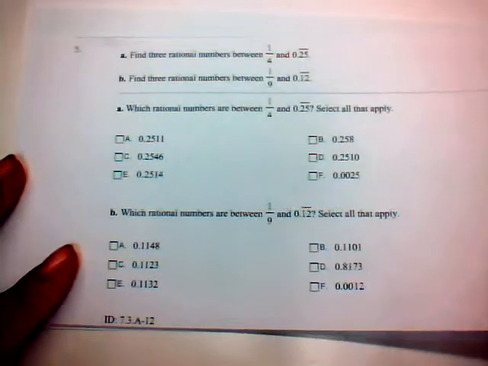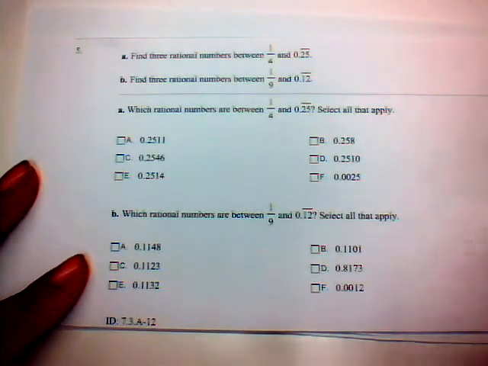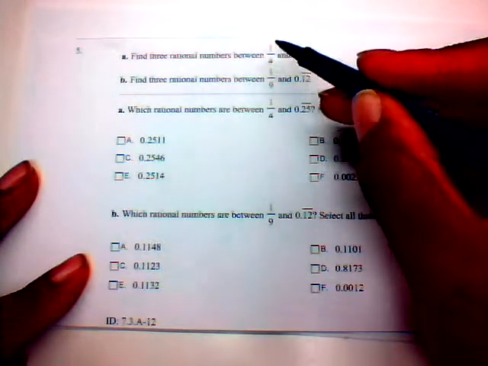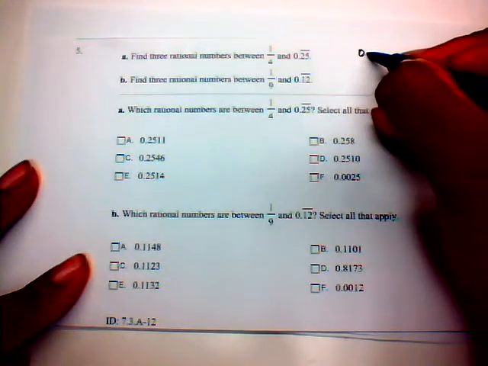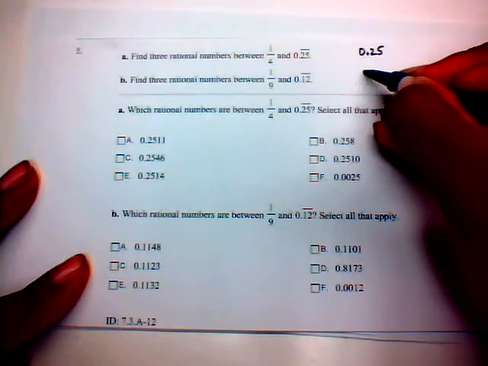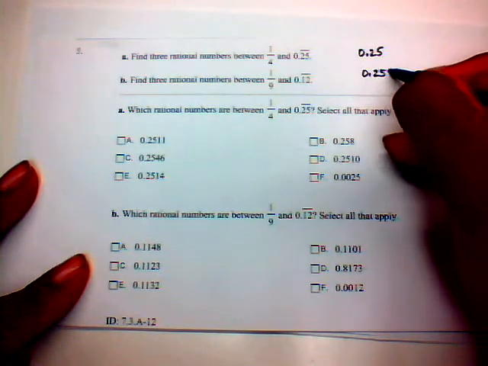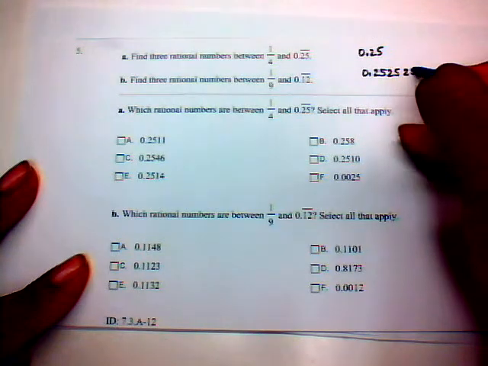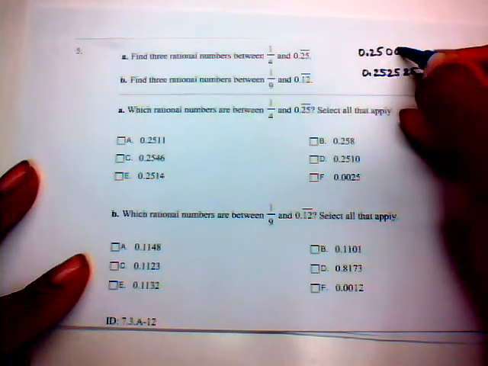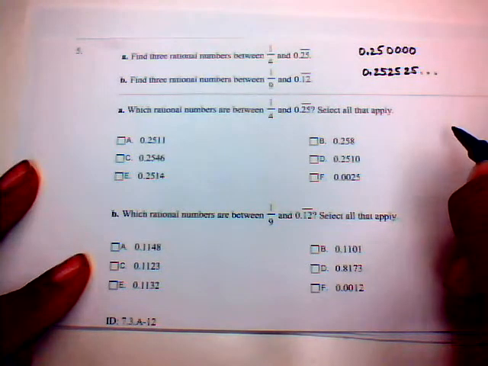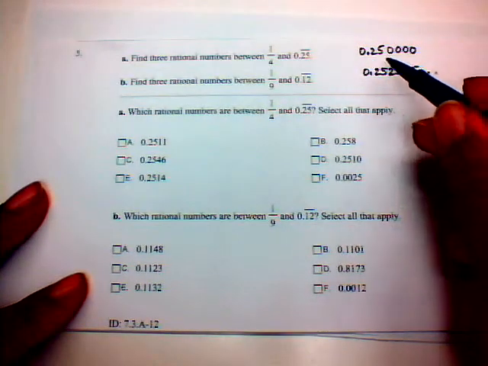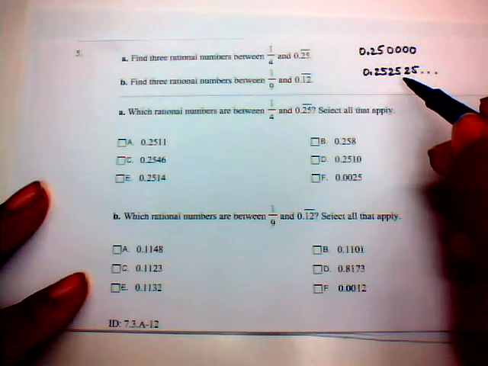Okay, number 5. Find 3 rational numbers between 1/4 and 0.25 repeating. I know 1/4 as a decimal. If you do 1 divided by 4, that would be 0.25. And 0.25 repeating is 0.25, 25, 25, continuing. I'm putting zeros here. Okay, now you're going to select the ones that are between 0.25 and 0.2525.